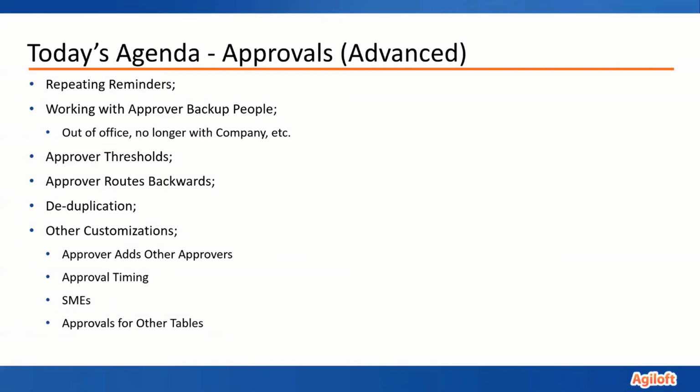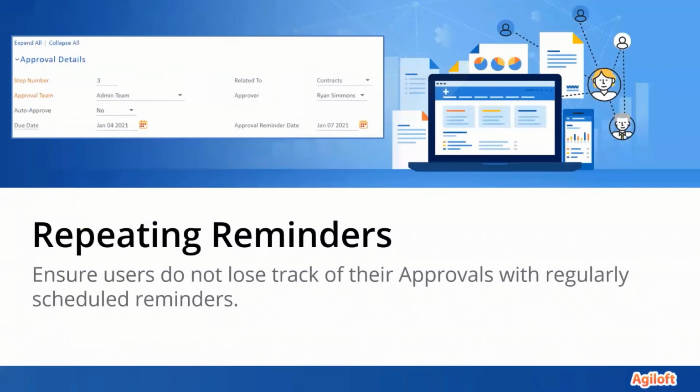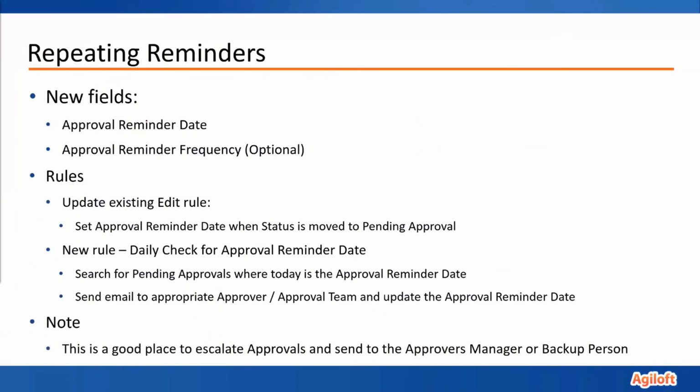These require understanding the fundamentals of approvals. This includes field visibilities and how approvals move the contracts from pending approval to the approved status. Let's start with repeating reminders. Reminders ensure nothing slips through the cracks.